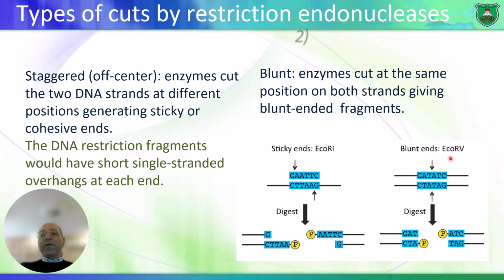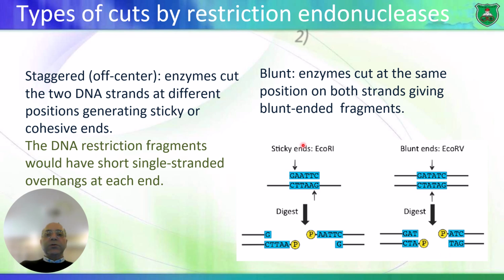So EcoR5 can recognize this sequence, GATATC. Now notice again, it's palindromic, right? GATATC. The cut occurs between T and A, right in the middle, okay? And note that the restriction fragments have blunt ends. That is, the cuts are straight, right in the center, okay?